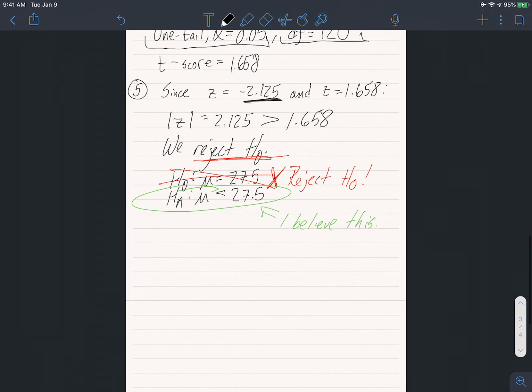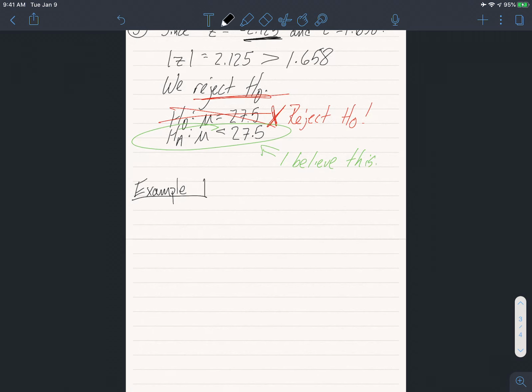Maybe do one more example. Let's see. What did they do in the book? They did the commute time. And let's see. So I just want to make sure I get a good example going here. Okay, here we go.